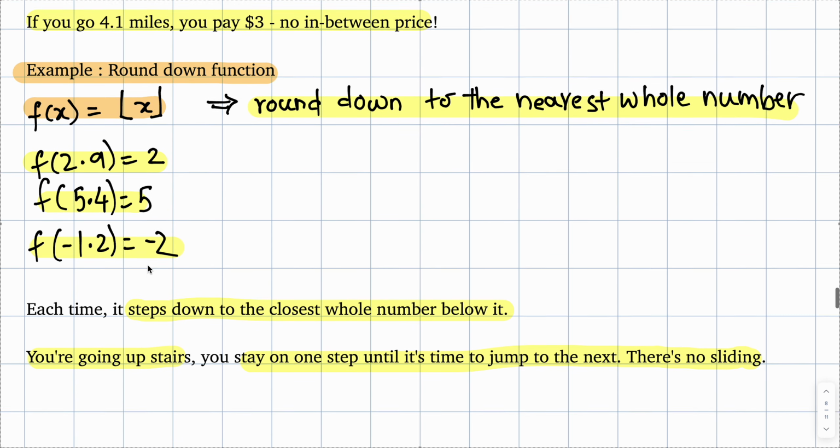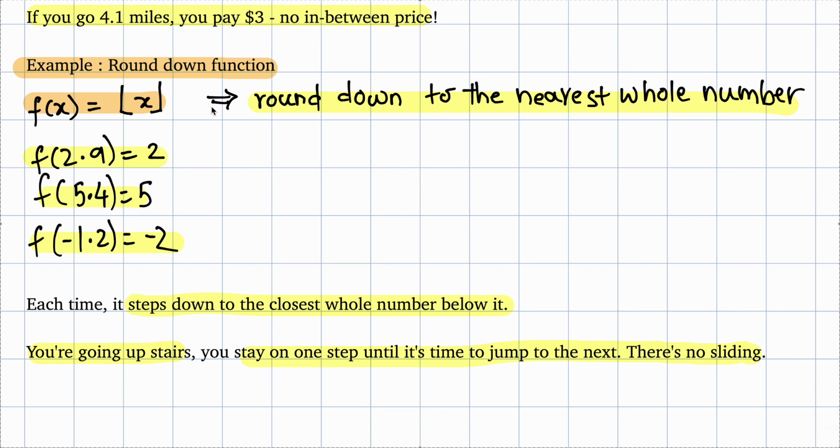An example would be the round down function. This takes in a value of x and rounds down to the nearest whole number. So if we get f of 2.9 and pass it down to the round down function, we get a value of 2. And 5.4 would give us 5, and negative 1.2 would give us negative 2, because that's on the negative side of the graph, and rounding down would give us a lesser number, so it's negative 2. So each time it steps down to the closest whole number below it.